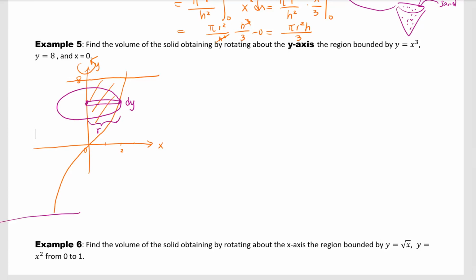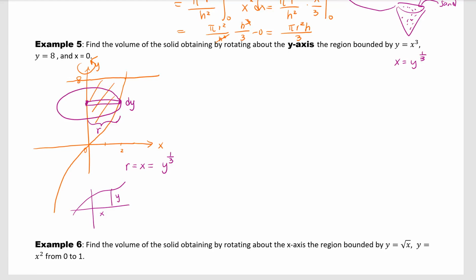So be careful now, because here, in any function, the vertical distance is y and the horizontal distance is x. So this r is actually the horizontal distance. And we know we're going to have an integral with respect to y. So we want to express x in terms of y. So what is x? Well, x is the cube root of y. So far, so good, everybody?